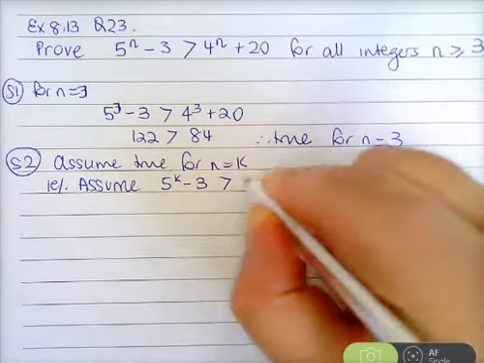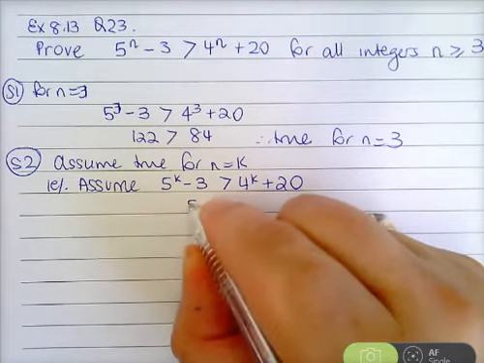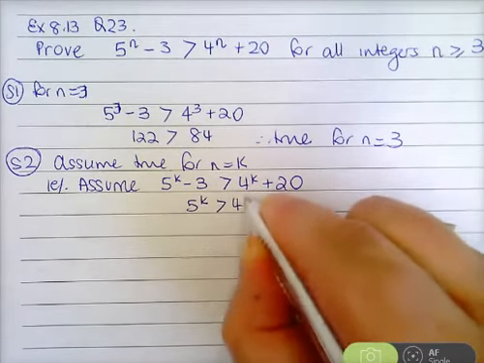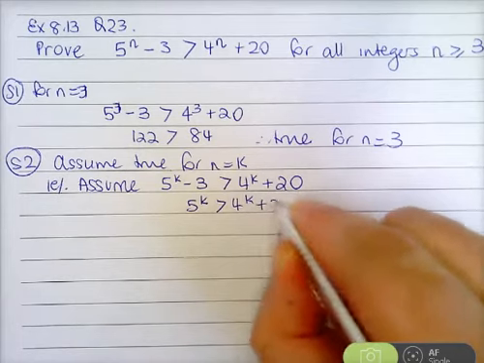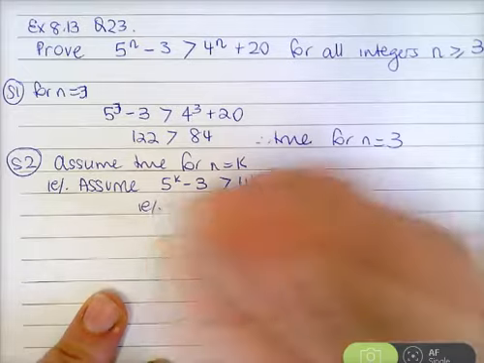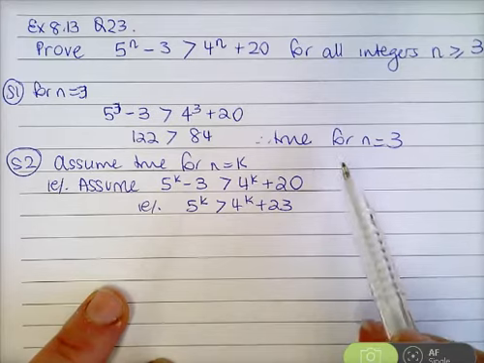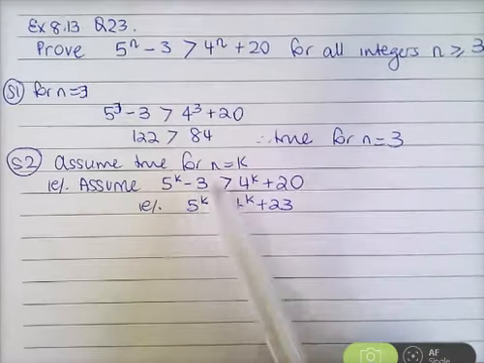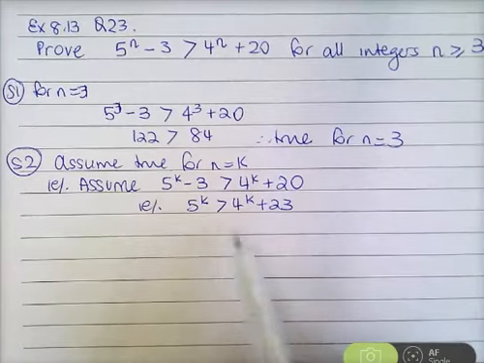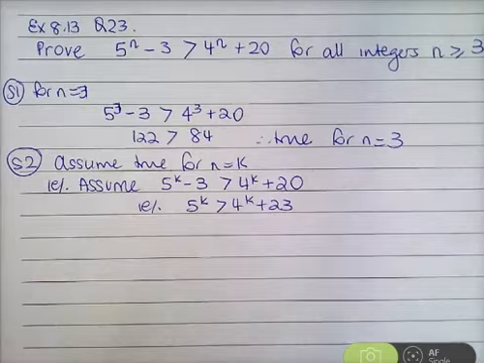Assume true for n equals k, that is, you can assume that 5 to the k minus 3 is greater than 4 to the k plus 20. I think we need to rearrange that one. I can't see us doing a substitution for 5 to the k minus 3. So I would take that 3 to the other side. We're going to do the substitution 5 to the k is greater than 4 to the k plus 23.